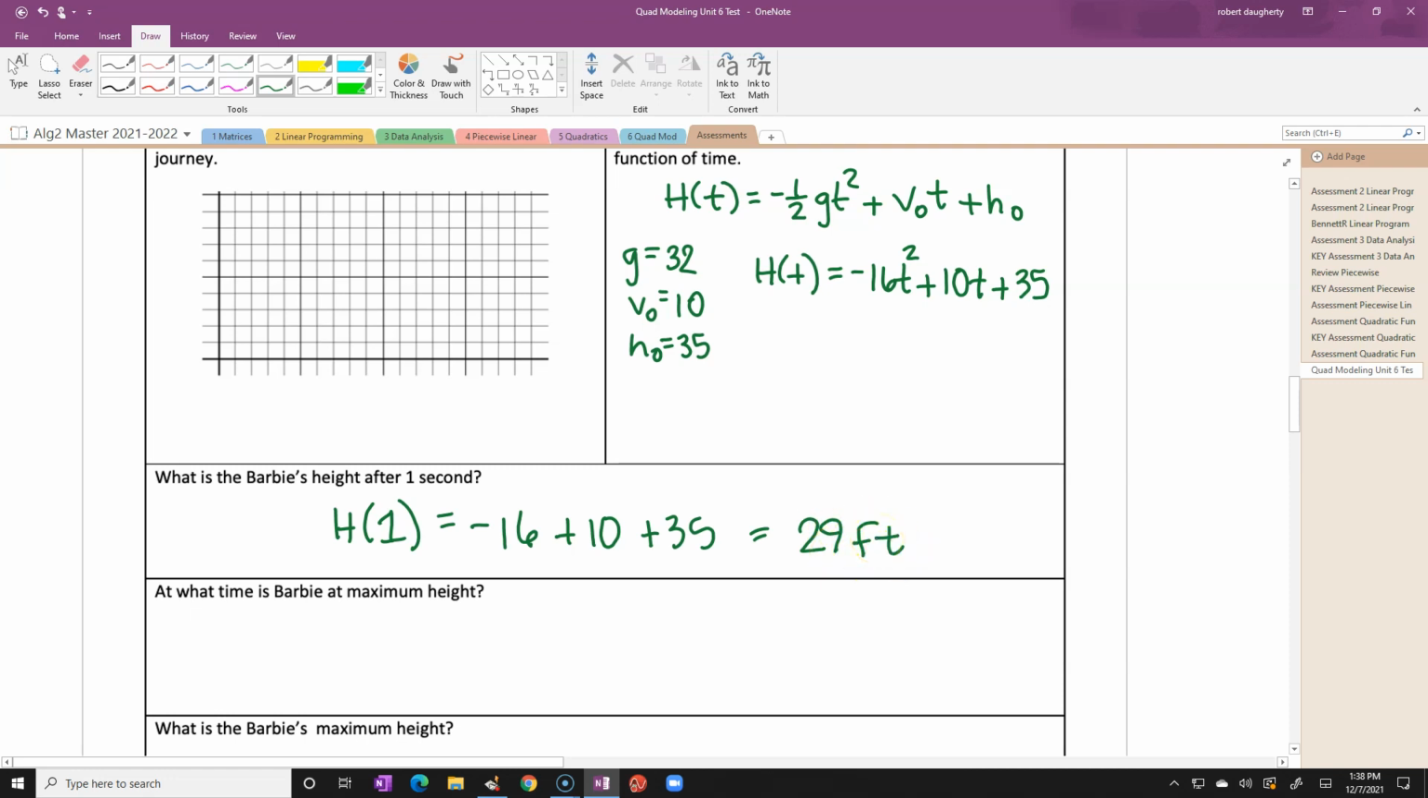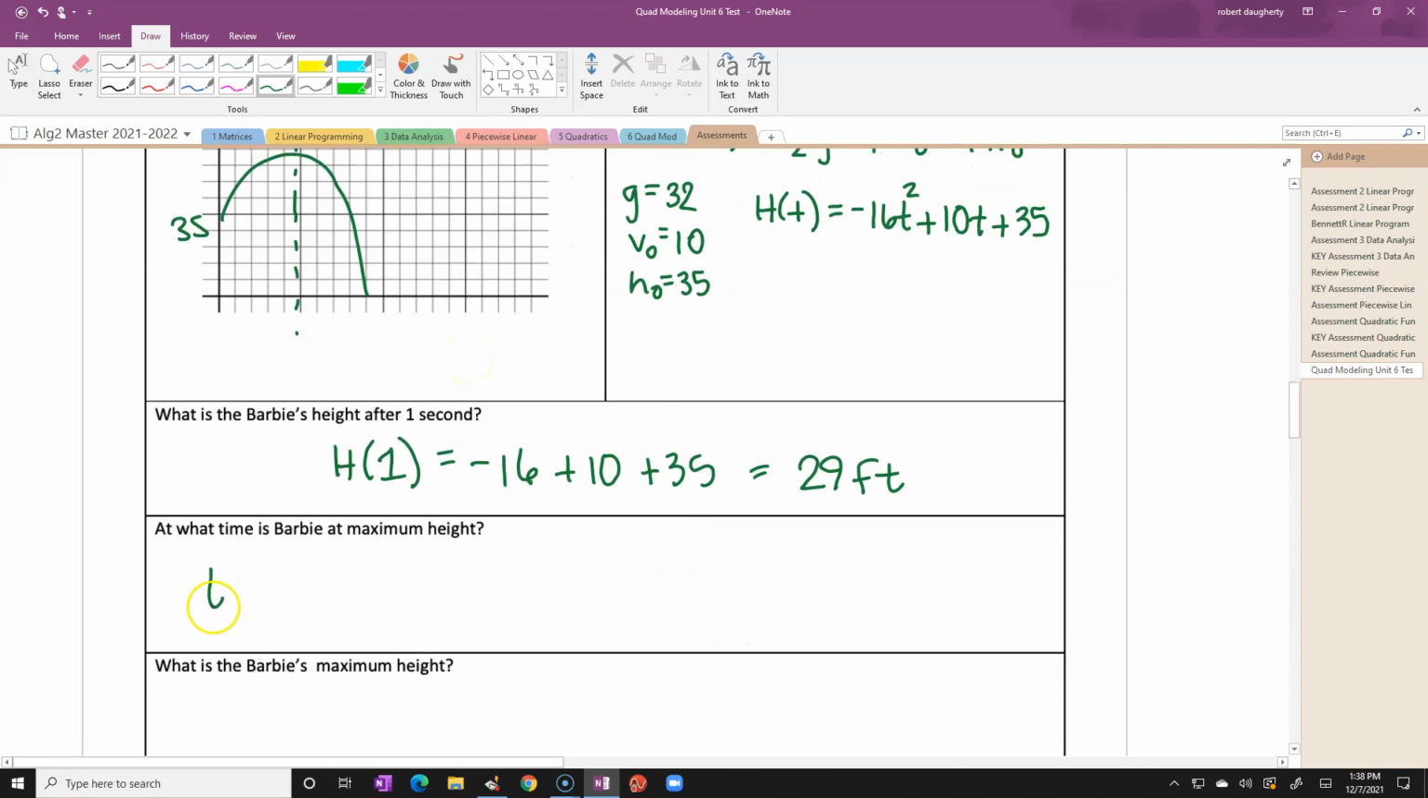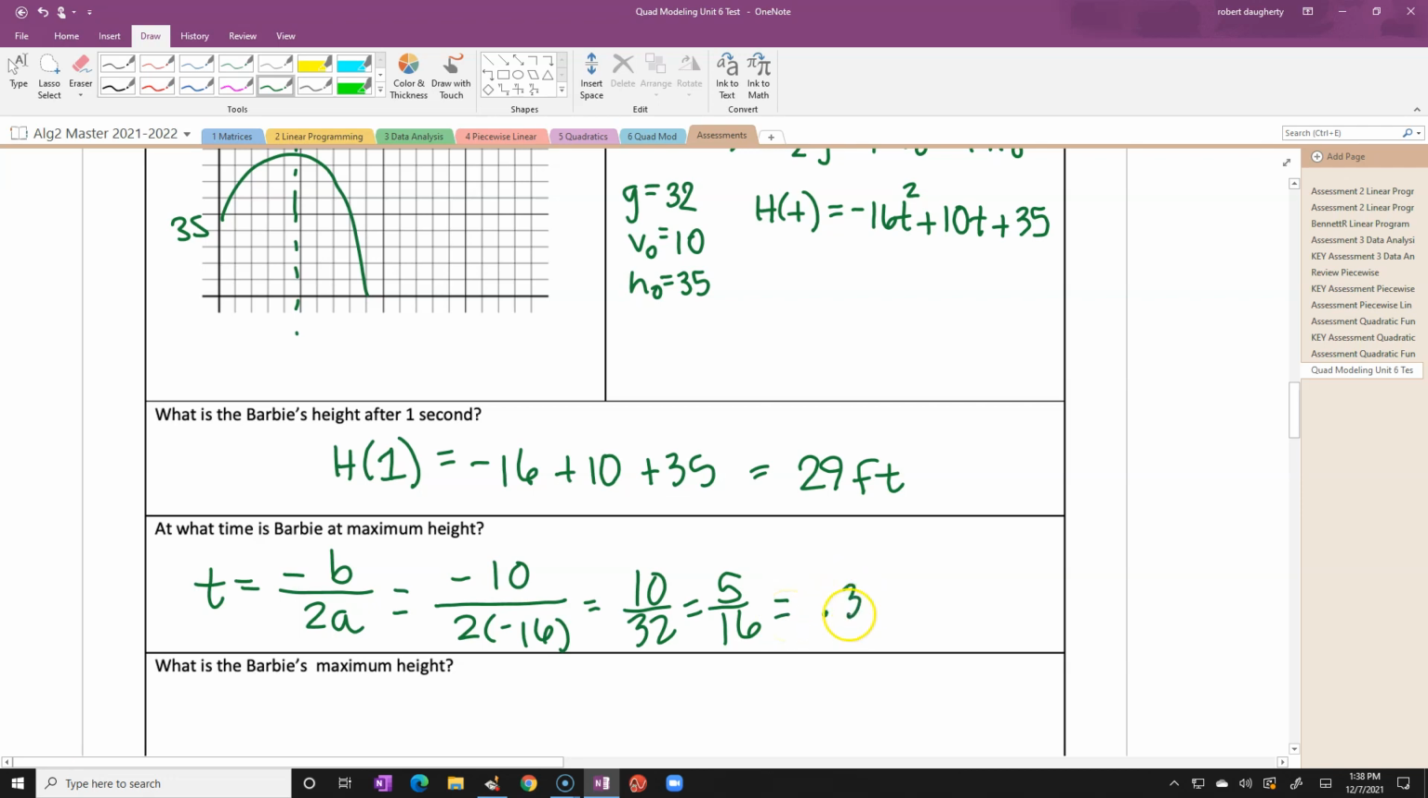At what time is Barbie at the maximum height? So she starts out at 35 feet, she goes up, she comes down. So at what time is she at her maximum height? That's going to happen at the axis of symmetry. So t is going to be equal to negative b over 2a. So that's going to be negative 10 over 2 times negative 16. So that's 10 over 32, or 5 over 16. If you did this in decimals, that's 0.3125 seconds.